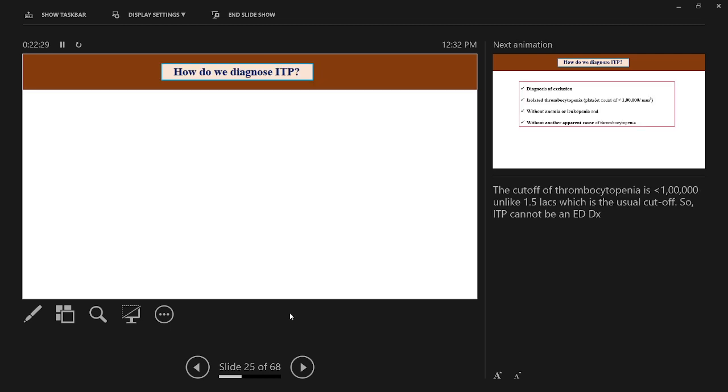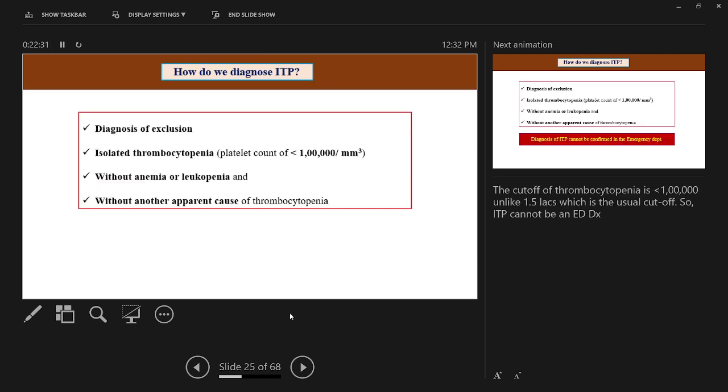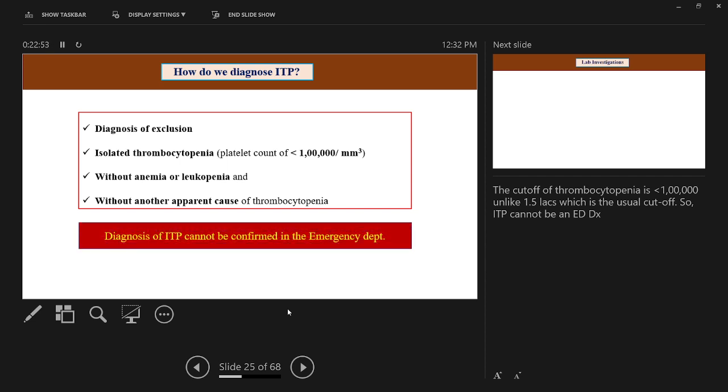So how do we diagnose ITP? It is a diagnosis of exclusion, where there is isolated thrombocytopenia without anemia or leukopenia and without another apparent cause of thrombocytopenia. I have previously asked, the cutoff of thrombocytopenia that we normally take is less than 1.5 lakhs. But in ITP, we take the cutoff of thrombocytopenia as less than 1 lakh, which you have to remember. The diagnosis of ITP cannot be confirmed in the emergency department, since it's a diagnosis of exclusion.